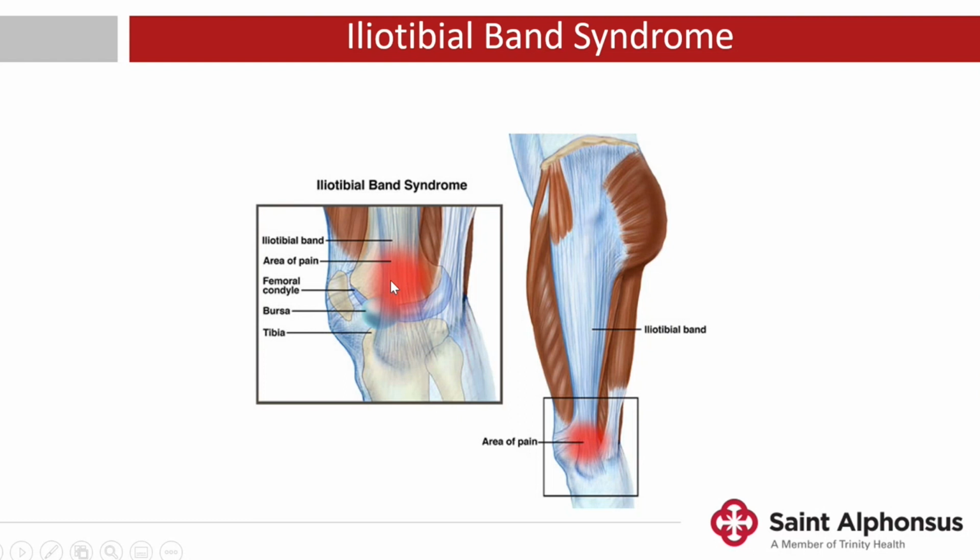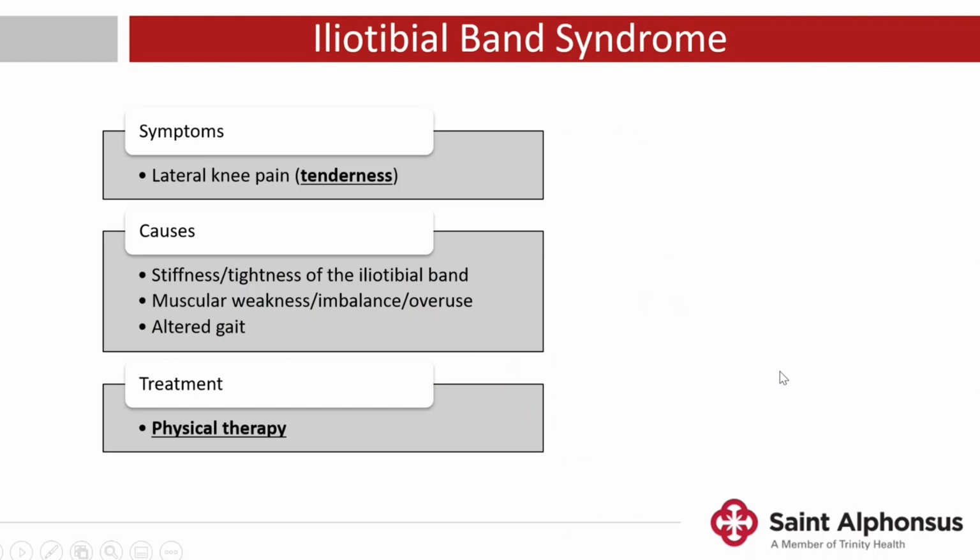The red area here is the area that tends to be painful, and this is another high friction area that can become irritated with an associated bursa underneath it. Just for reference, that's the greater trochanteric bursa that we were talking about earlier, right over the hip. Just like trochanteric bursitis, this is often manifested as tenderness on the lateral portion of the knee. And again, this can be caused by stiffness and tightness of the iliotibial band and muscular weakness of muscles around the hip and the knee.